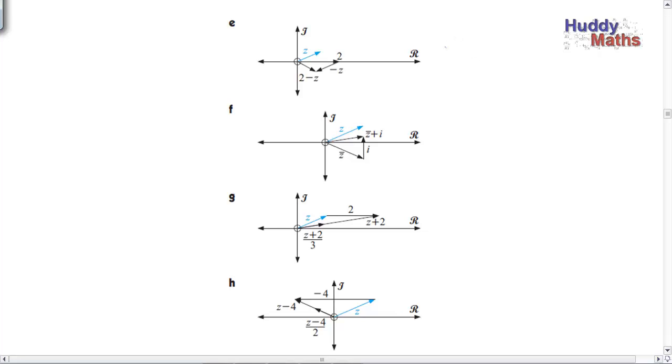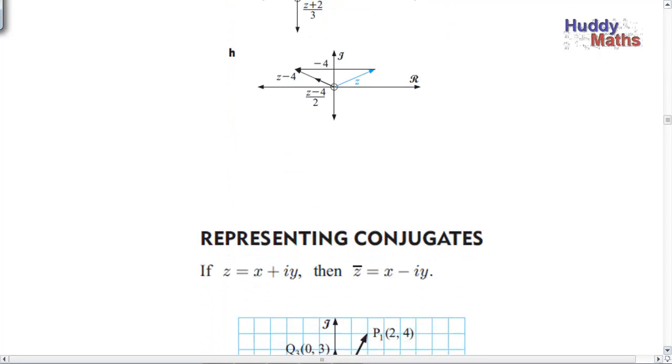Just watch some of these here. 2 take Z. 2 in the real direction, and then negative Z, and so the overall displacement is this little dude down here. Conjugate here from before. Important relationship, isn't there, between the conjugate and the original complex number. Right, study those. Might want to talk to your teacher and other students about that. They're interesting. Let's come on down now and have a look.